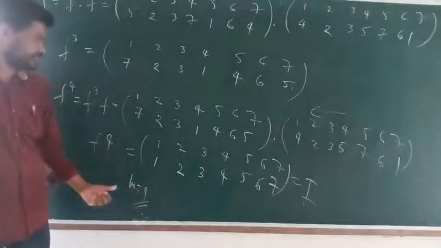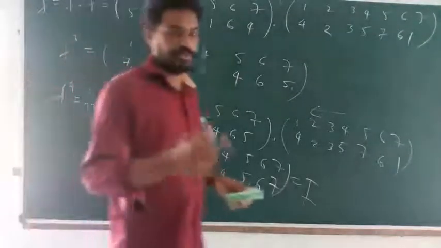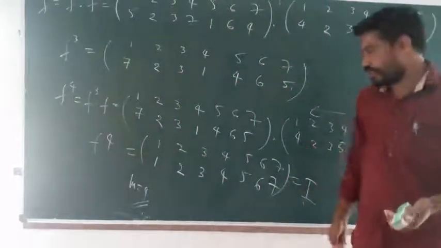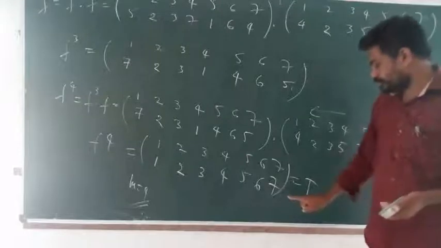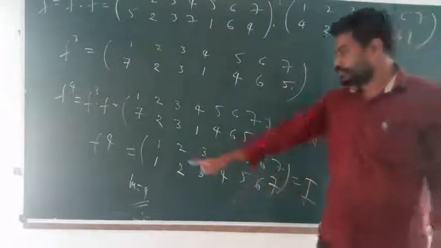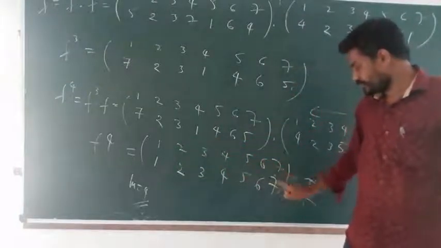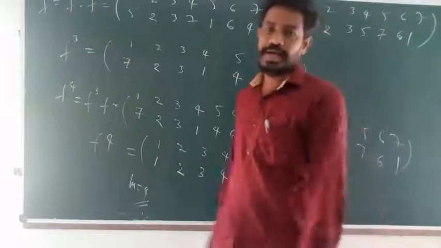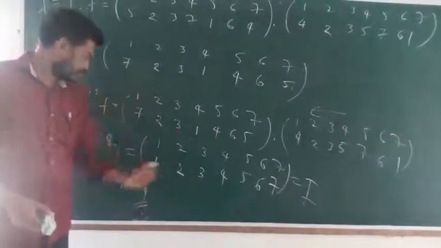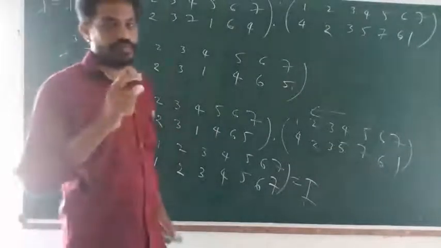So this is the process. First you select a permutation and do the product of two permutations: F square, or F cube, F power of 4, F power of 5, F power of 6. You stop when you come to the identity permutation. So 1 maps to 1, 2 maps to 2, 3 maps to 3, 4 maps to 4, 5 maps to 5, 6 maps to 6, 7 maps to 7. This is called the identity permutation. So F power of 4 is equal to the identity permutation. What is the M value? M is equal to 4. So 4 is the order of the permutation.